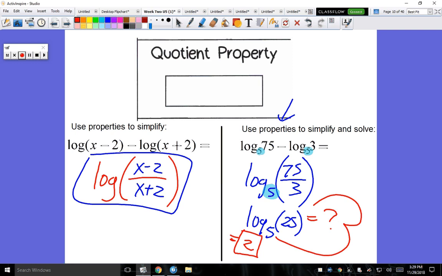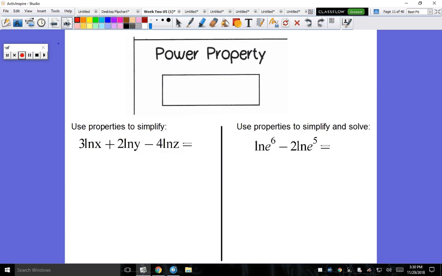Great. So I assume we're not getting the same problems that I get because they don't have variables and they're easy to simplify. I mean, you're going to get both. Okay? Let's go to power property. Kaylee, let's start with you. What should I do?